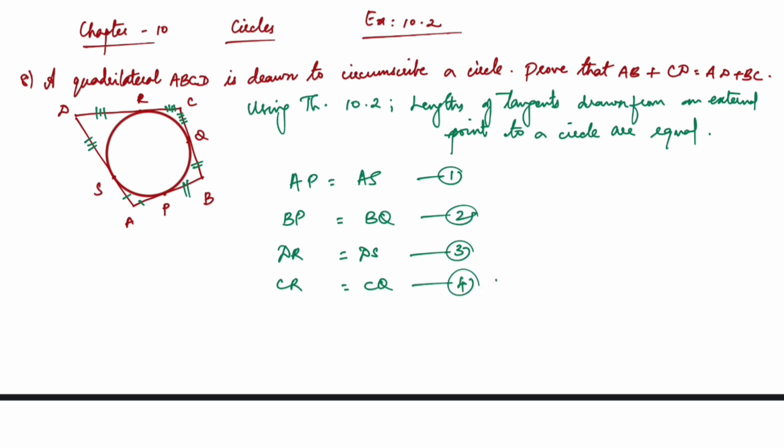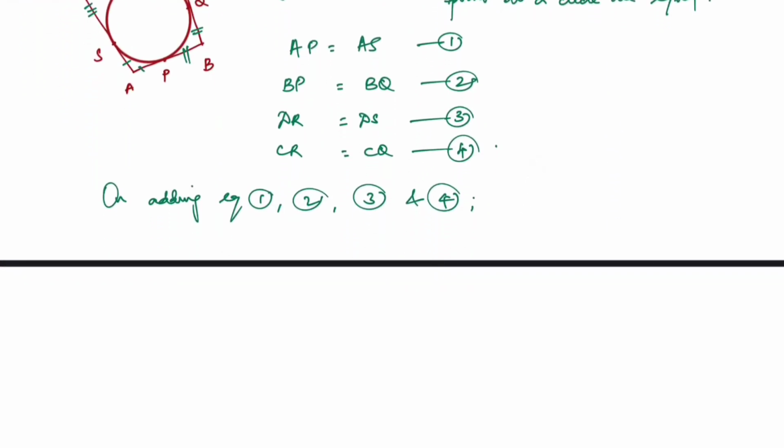Now let us add all the equations. On adding equations 1, 2, 3 and 4, we get, add all the LHS first, then RHS. AP plus BP plus DR plus CR is equal to AS plus BQ plus DS plus CQ.